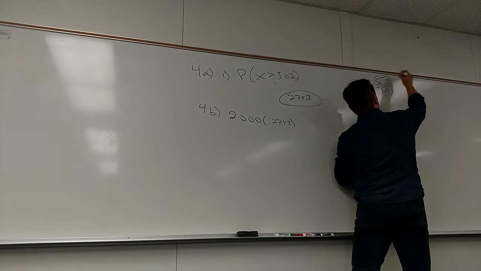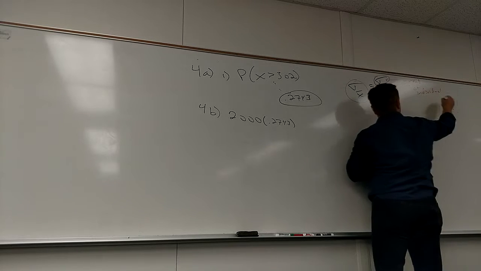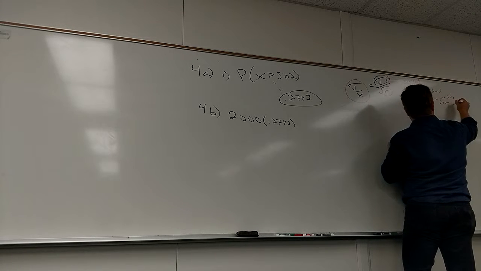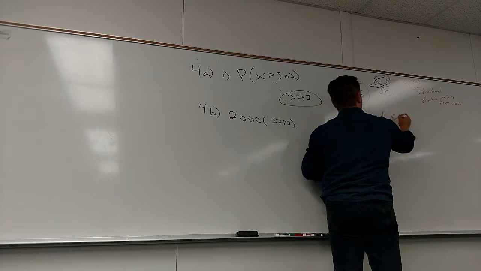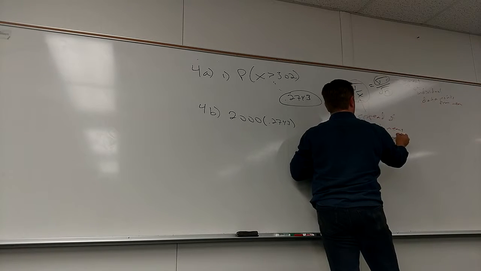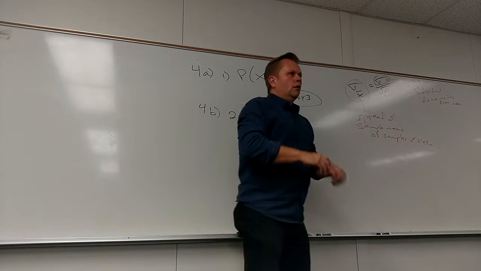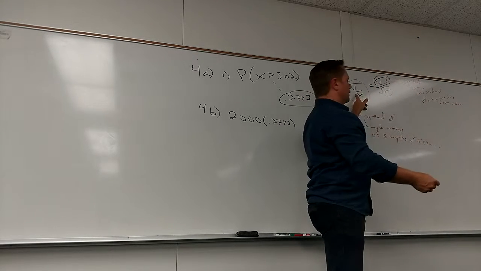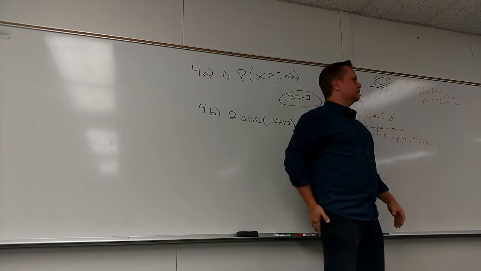So this by itself is the spread of individual data points from the mean. This is the spread of sample means of samples of size n from the mean. So when do I use this? When I'm asking a question about an individual. When do I use this? When I'm asking a question about the sample mean of a group of people. That's it.